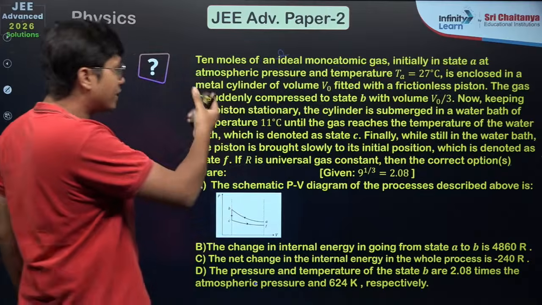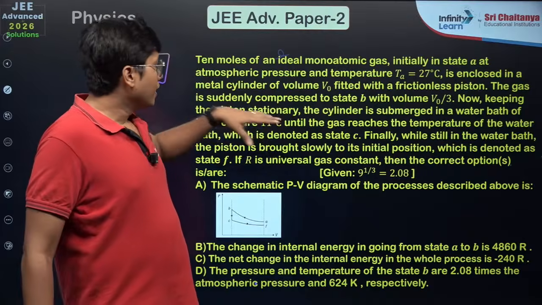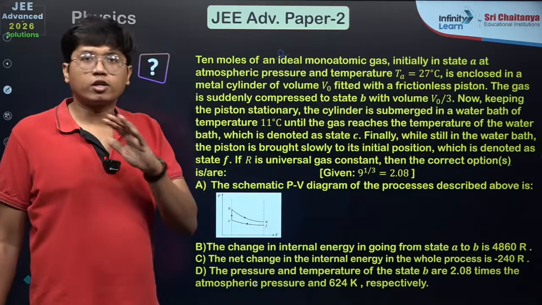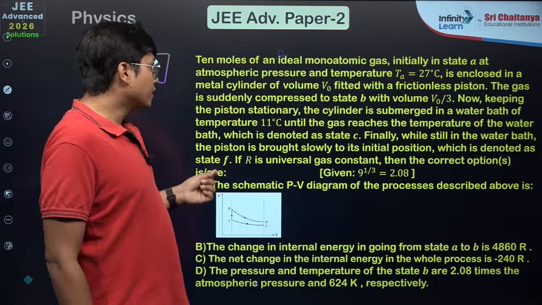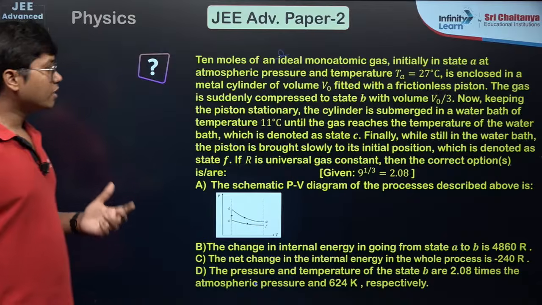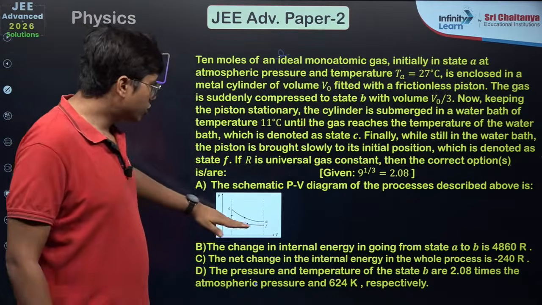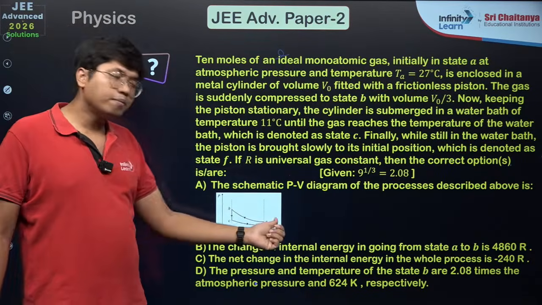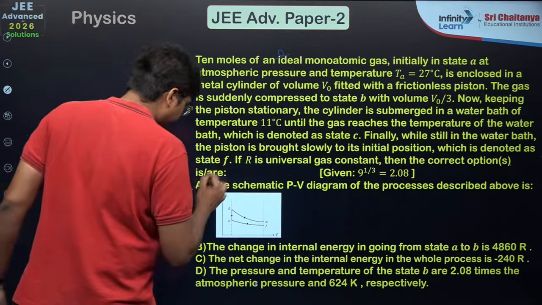Then keeping the piston stationary, the cylinder is submerged and the temperature basically cools. If the piston is stationary, the volume is kept constant. So you see from B to C, volume is constant, no problem. After that, it's still in the water bath. Now the piston is brought slowly to its initial position. Slowly to its initial position while maintaining that 11 degrees Celsius means it's an isothermal process. So you see again that curved line, it's not a straight line, it's a curved line, but it has less slope than the AB line, the adiabatic line. So that is fine. So this diagram is correct.